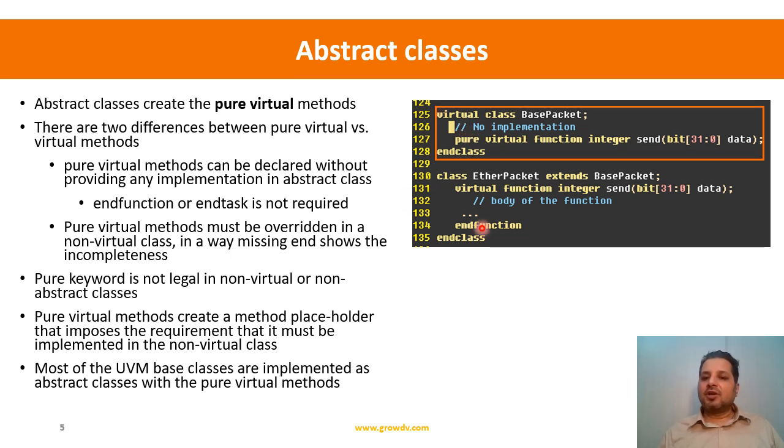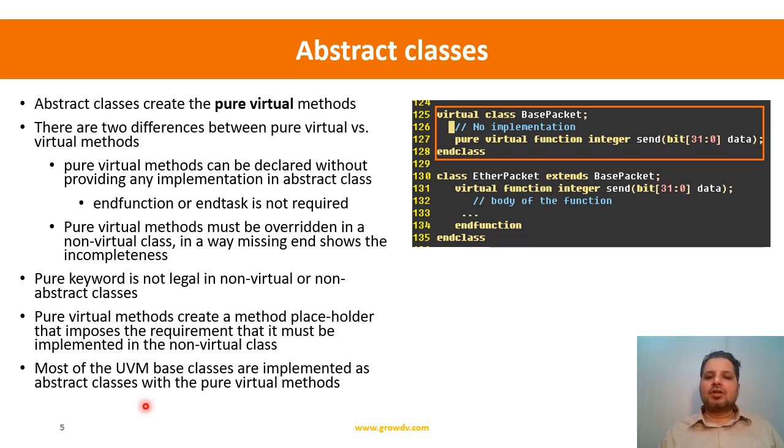You can do multiple levels of inheritance with the virtual class itself, adding more and more interfaces. In those, you still need to continue to either declare them as pure virtual, or, if you declare them as virtual, in the further extension you have to provide the endfunction or endtask. But whenever you encounter the first hierarchy of a non-virtual class, a non-abstract class, then whatever pure virtual methods I have declared in the abstract class, you must provide the implementation.